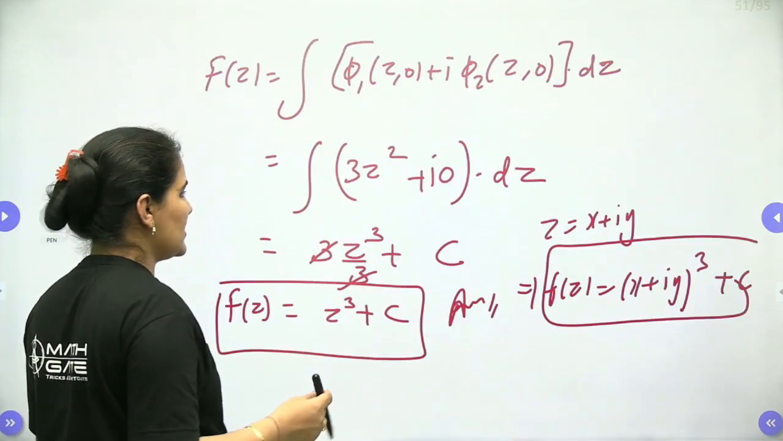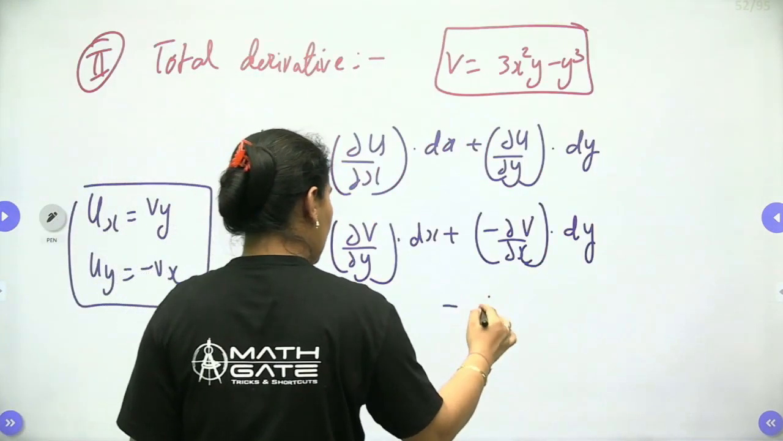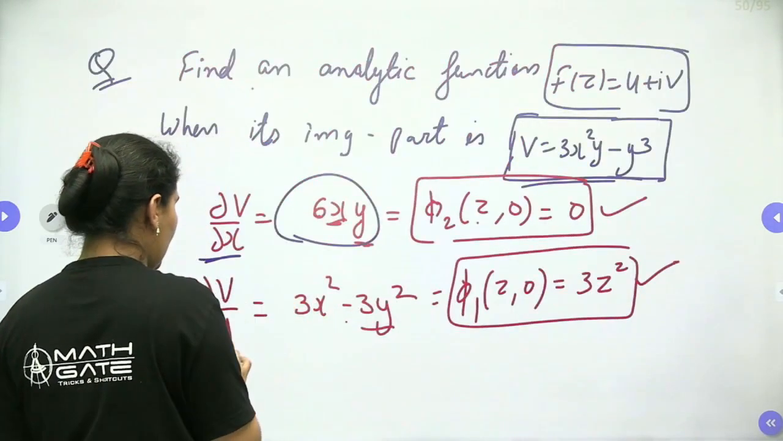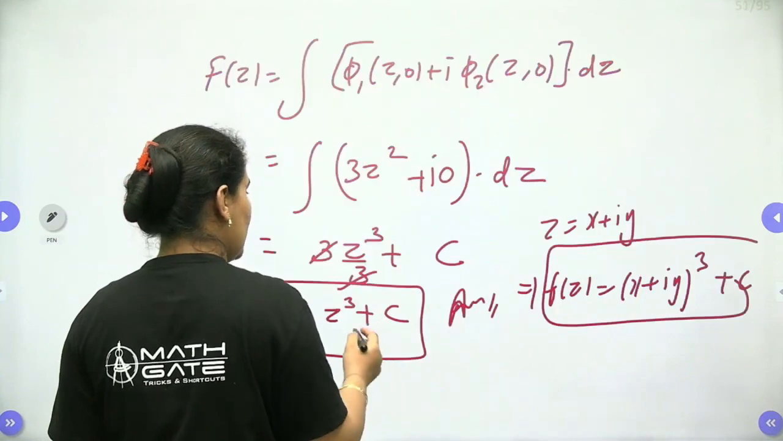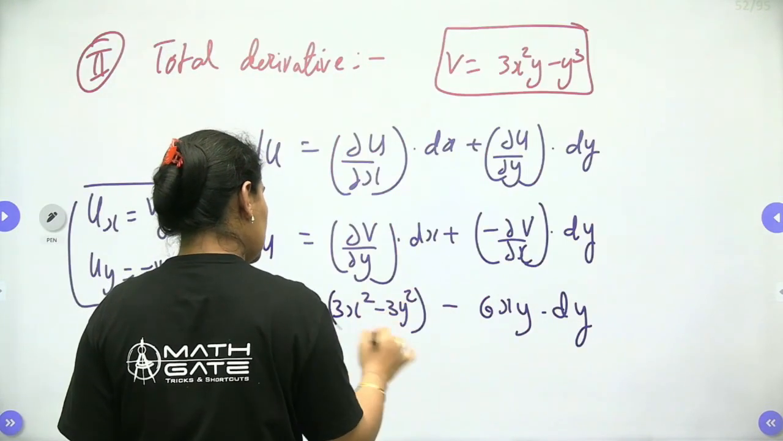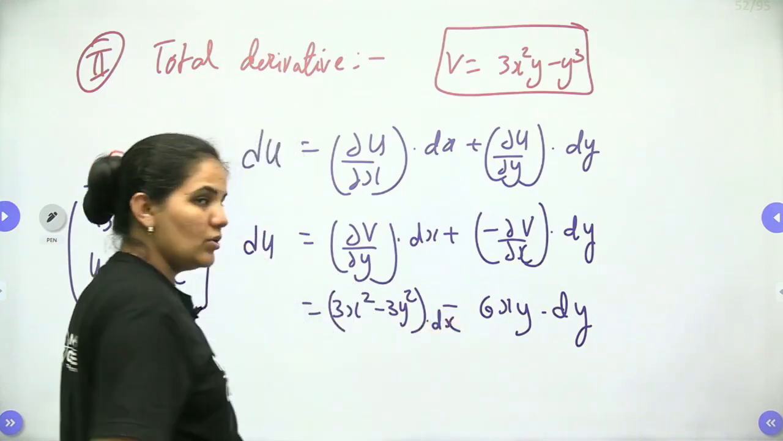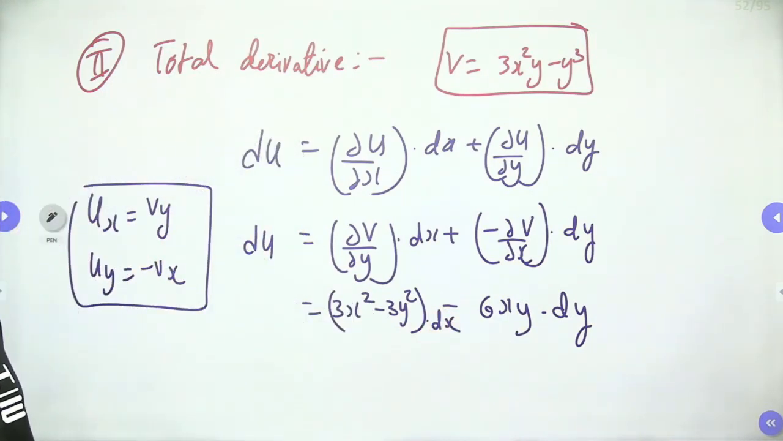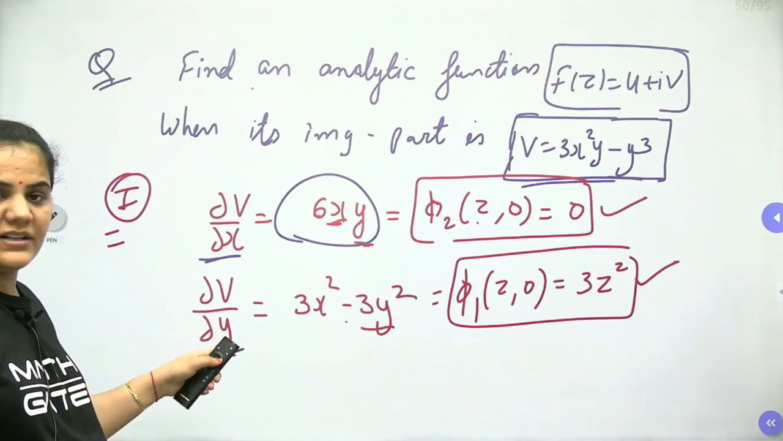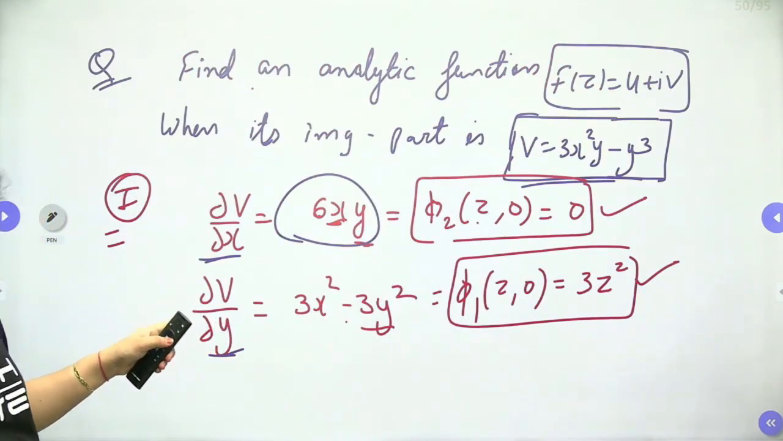Now let's find, we already found del v by del x and del v by del y. Del v by del x was 6xy, so we can write here minus 6xy dy, and del v by del y was 3x square minus 3y square, so you can write down here 3x square minus 3y square into dx, right? So we already found these two partial derivatives earlier, with respect to x and with respect to y.